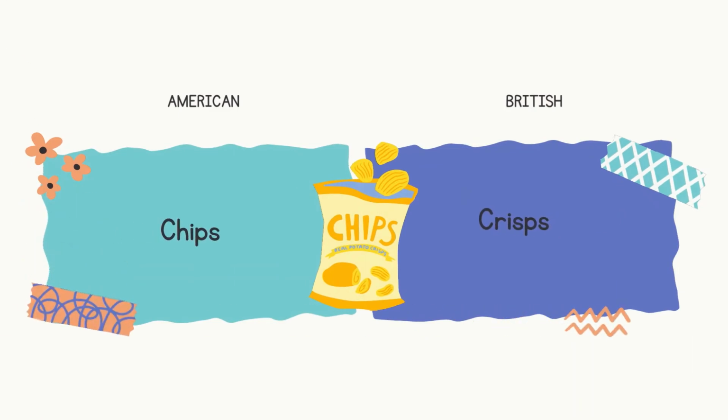Next up, we have a piece of junk which everybody, like all the children, love to have, including me. Chips, crisps. Okay, now this food item in India is known as chips. But in American English, it is known as chips. In British English, it is known as crisps. Sometimes, as Indians, we may call it crisps, but majorly it is chips.